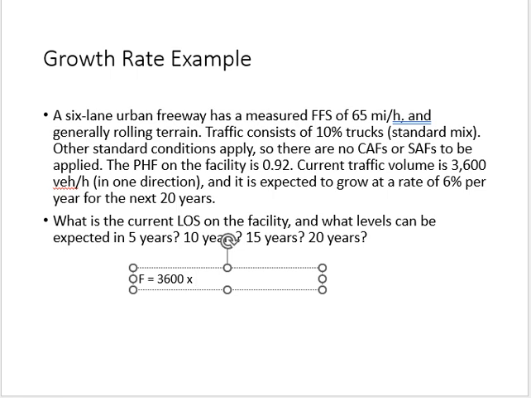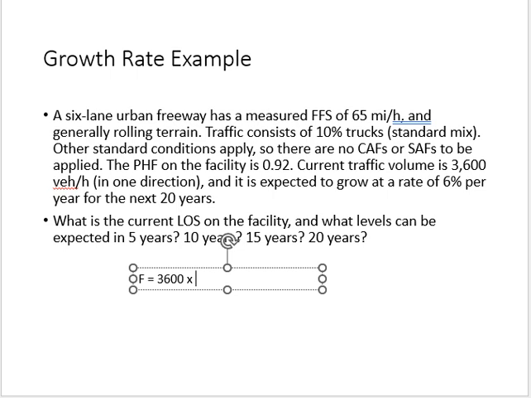5 times 6, 30%, right? This is valid only if the initial value remains the same for all the years. Traffic now is 3,600. Next year it will not be 3,600. Every year traffic is increasing and the 6% is of the new value, not 3,600.